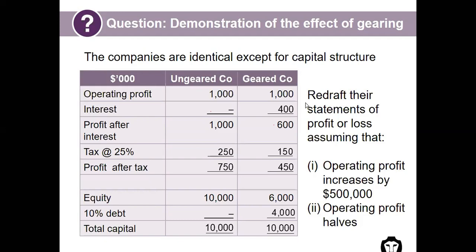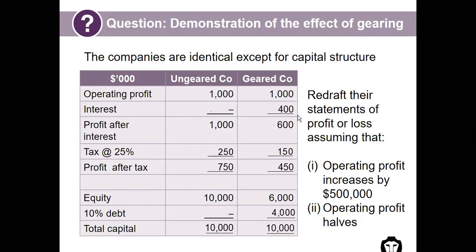Now what they ask us is to redraft their statement of profit or loss, assuming that operating profit increases by 500,000. So this is 1 million, so it will go to 1.5 million. Or operating profit halves. Half means that it is 1 million, it will become half a million. So you add 500,000, you subtract 500,000. Two scenarios we will make.